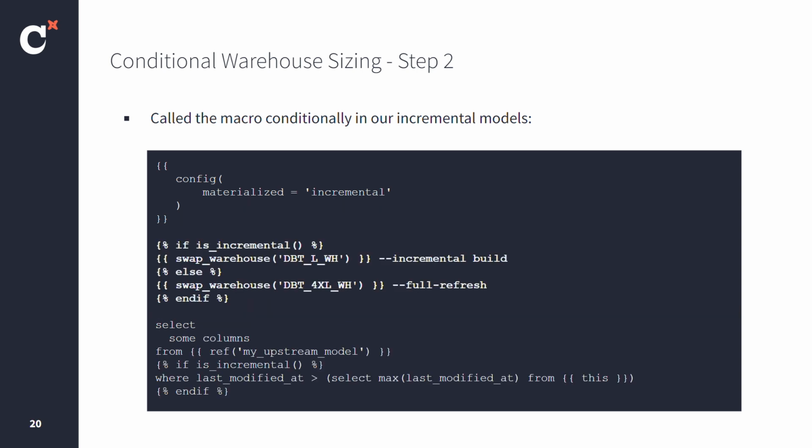And then what we do here is we use the same is_incremental function that's available for your regular incremental logic. And we say if it's incremental, and then we call our swap_warehouse macro, and we specify the warehouse we want to use on an incremental build, else, and then we specify the warehouse we want to use on a full refresh. And so that works. We've been doing it for about a year and a half now without any issues.